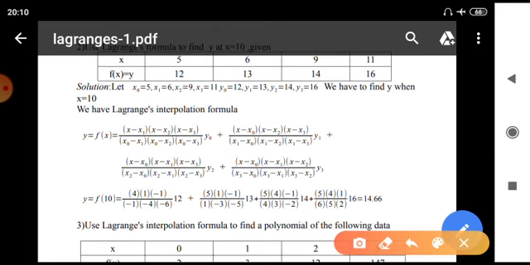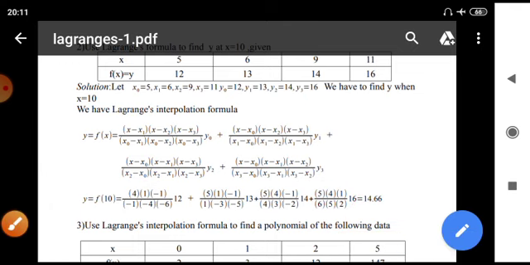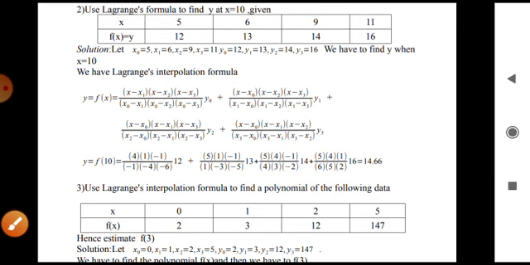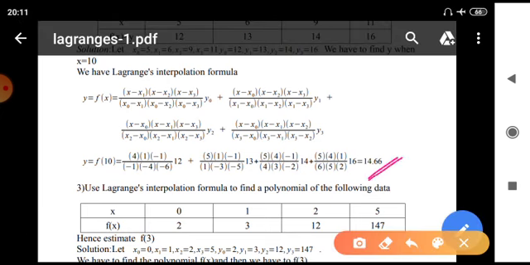that is x minus x naught, 10 minus 5 is 5, then x minus x1, 10 minus 6 is 4, x minus x2, that is 10 minus 9 is 1, whole divided by x3 minus x naught, 11 minus 5, which is 6. Then x3 minus x1, 11 minus 6, which is 5. Then x3 minus x2, 11 minus 9, which is 2, multiplied by y3, which is 16. So when you simplify by using a calculator, we get f of 10 as equal to 14.66.